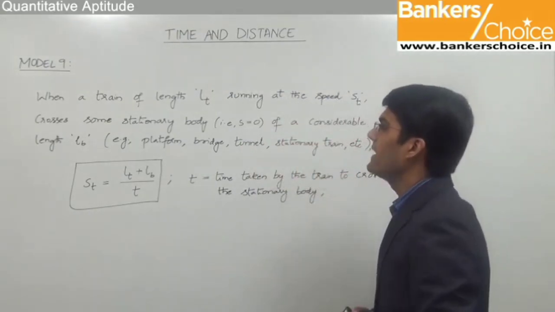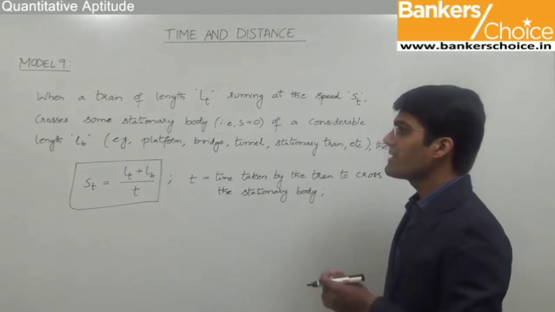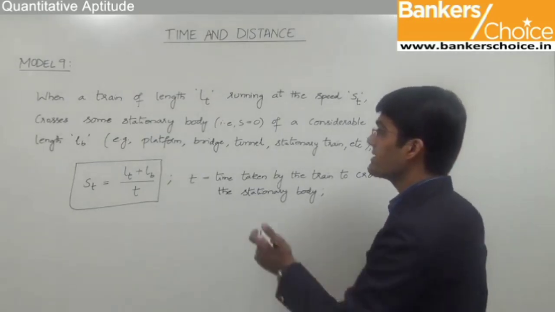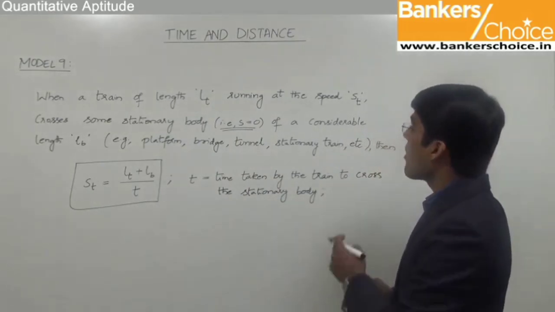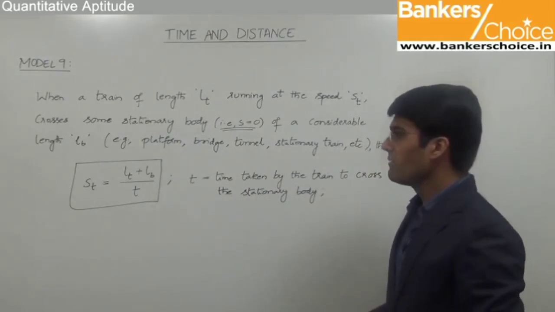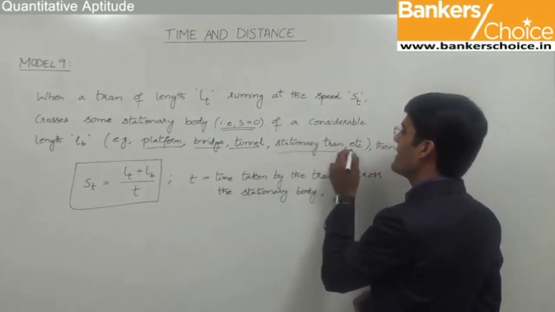When a train of length LT running at the speed ST crosses some stationary body, that is, the speed of the body is 0 as it is a stationary body, of considerable length LB. For example, platform, bridge, tunnel, stationary train, etc.